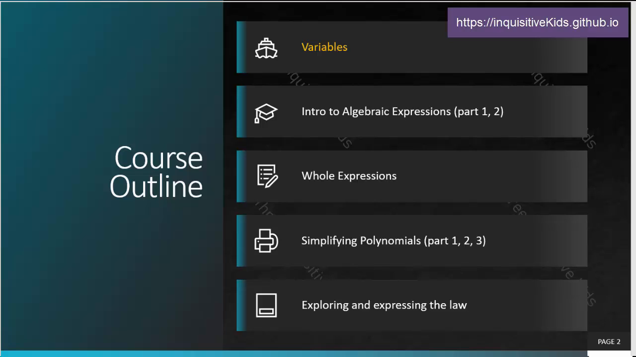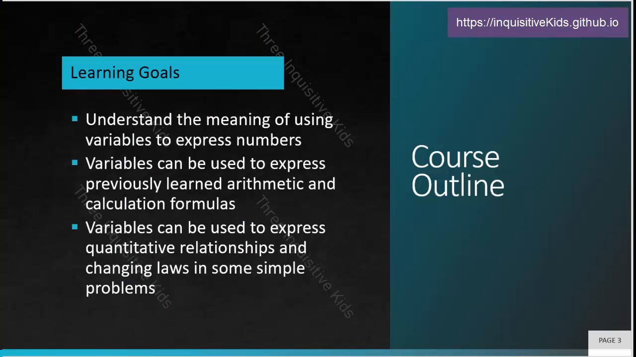We're going to be able to express expressions, patterns, and rules in situations with variables. Variables are symbols that can change in their value. So let's get started. Let's take a look at our learning goals for today. Our first one is to understand the meaning of using letters, and from now on, I'm going to read it as variables. So our first one is to understand the meaning of using variables to express numbers.